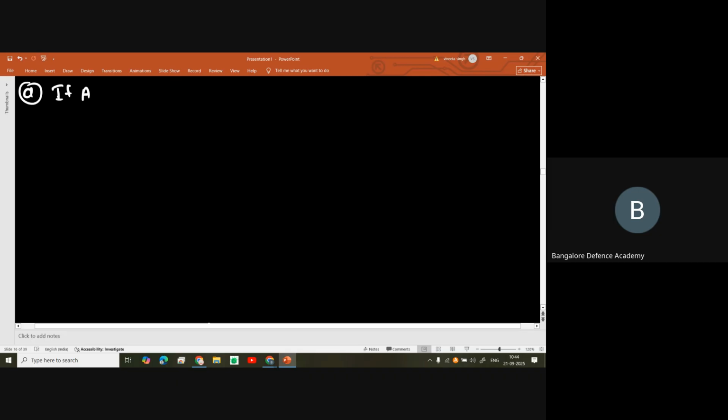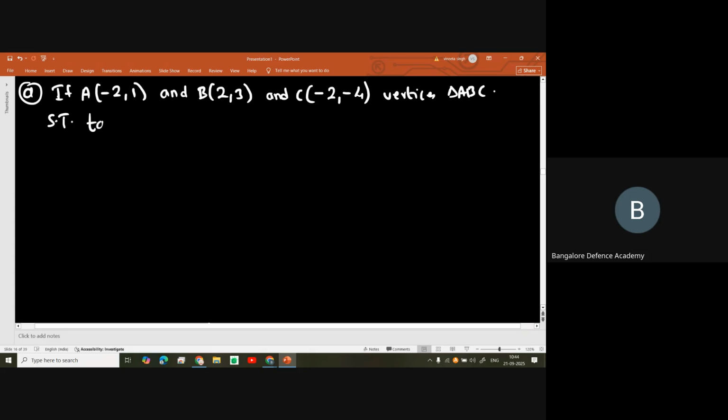Write out the complete question. If A is minus 2 comma 1, and B is 2 comma 3, and C is minus 2 comma minus 4, vertices of triangle ABC, show that tan B is 2 by 3.